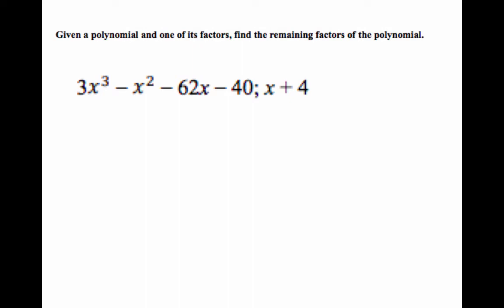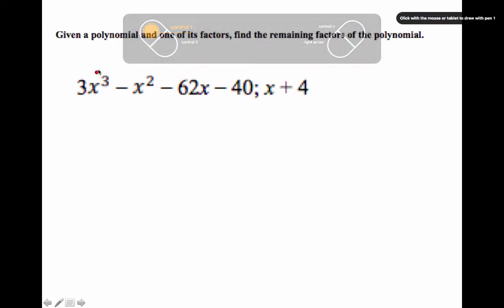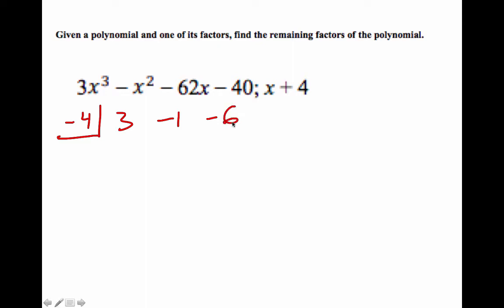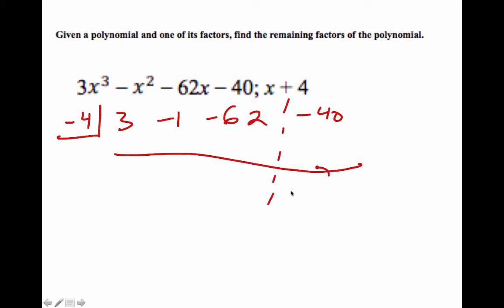Given the polynomial and one of its factors, find the remaining factors. Okay, so we're utilizing this now. Like, we couldn't factor this right now. That just, it's not feasible. But when you know one of the factors, this will give me a remainder of 0. Otherwise, they've failed at their problem-making skills. This should be 0 over here.